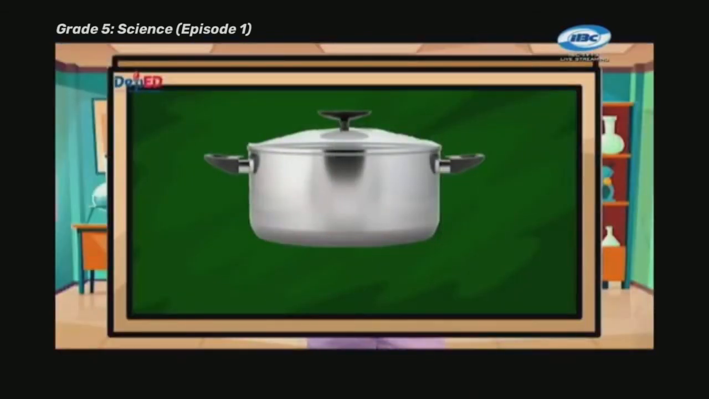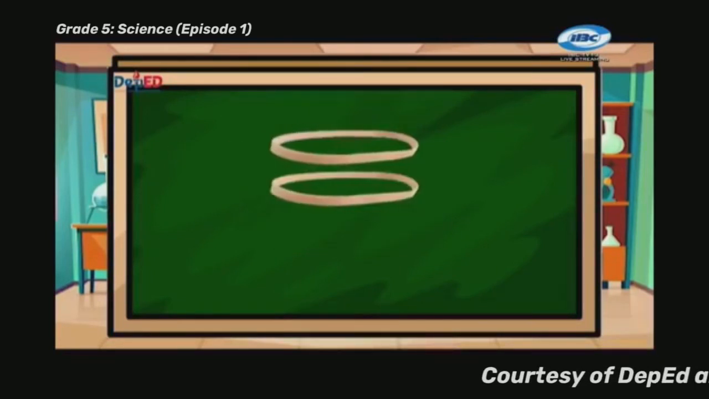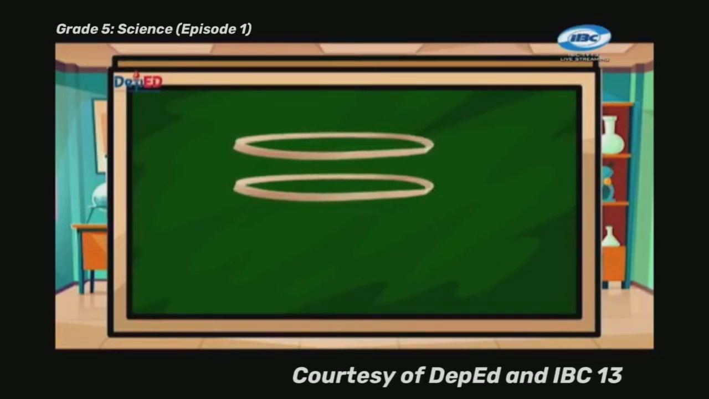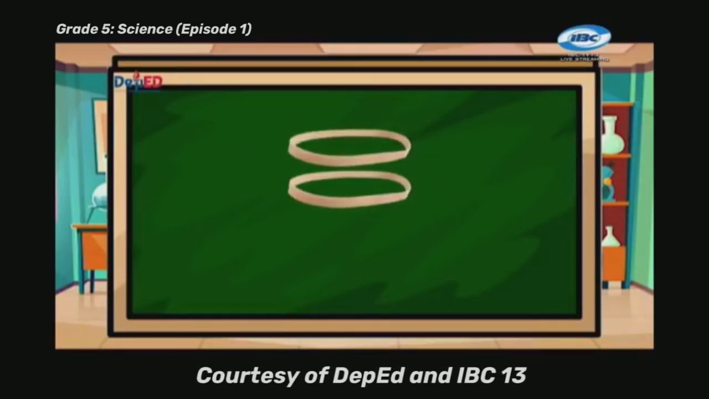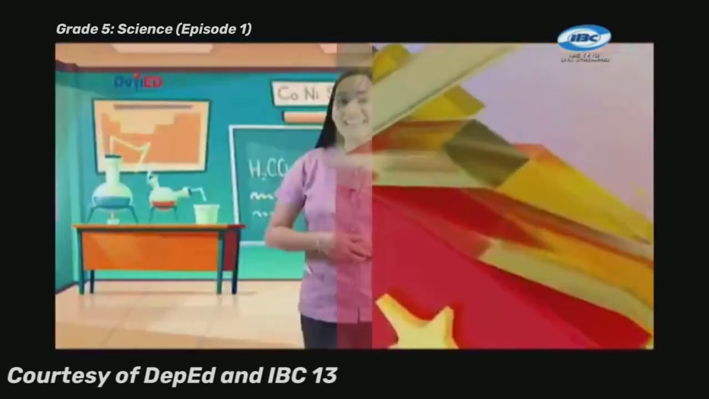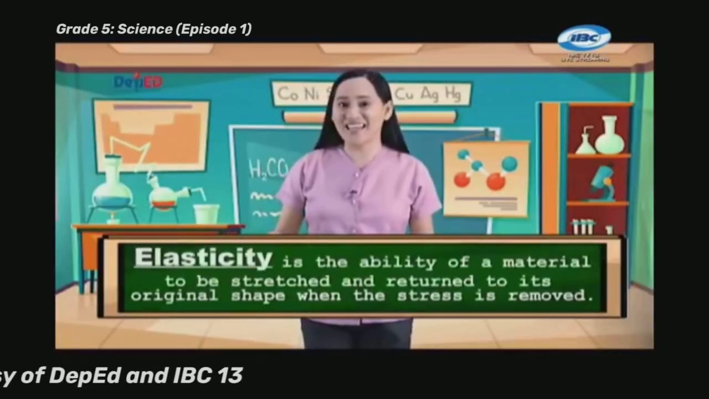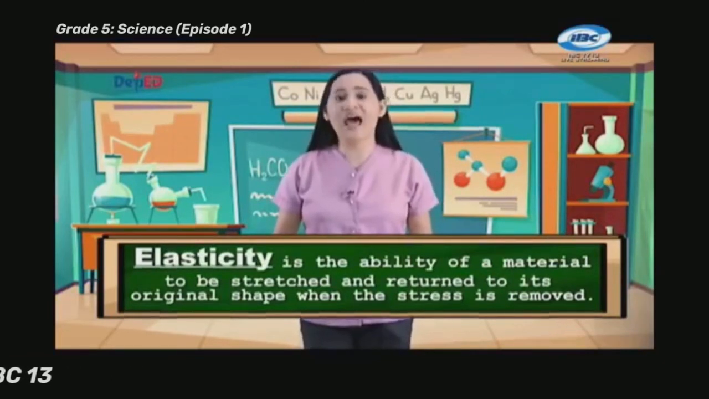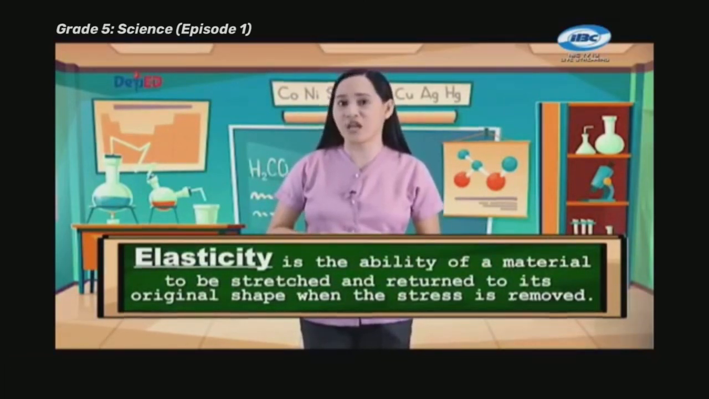In some cooking pots, rubber is used. Aside from being a good insulator, rubber also has the ability to be stretched and return to its original shape when the stress is removed, a property called elasticity. Again, elasticity is the ability of a material to be stretched and return to its original shape when the stress is removed.